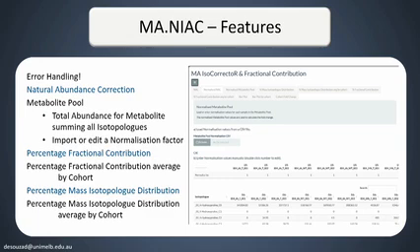So natural abundance correction, metabolite pool, you get that through summing up your mass isotopologues, and as I said, an addition of the normalization factor. We also add in the percentage fractional contribution. This can be done by cohort if you've added that in as a group, the mass isotopologue distribution patterns, and again by cohort if you are interested in doing that.